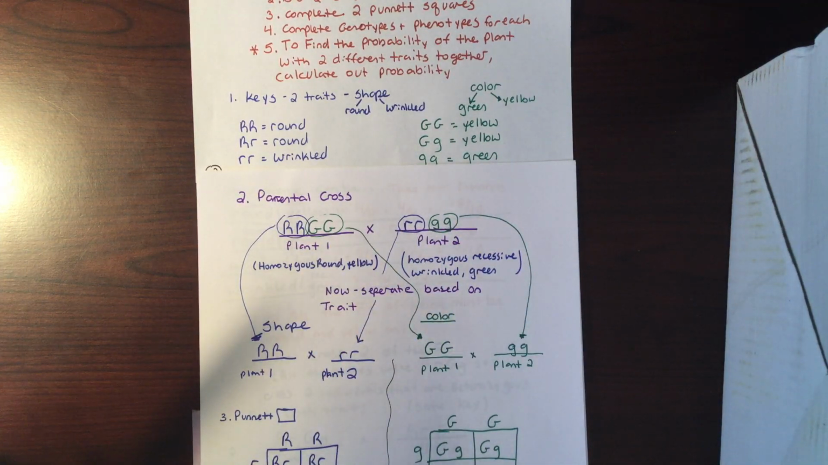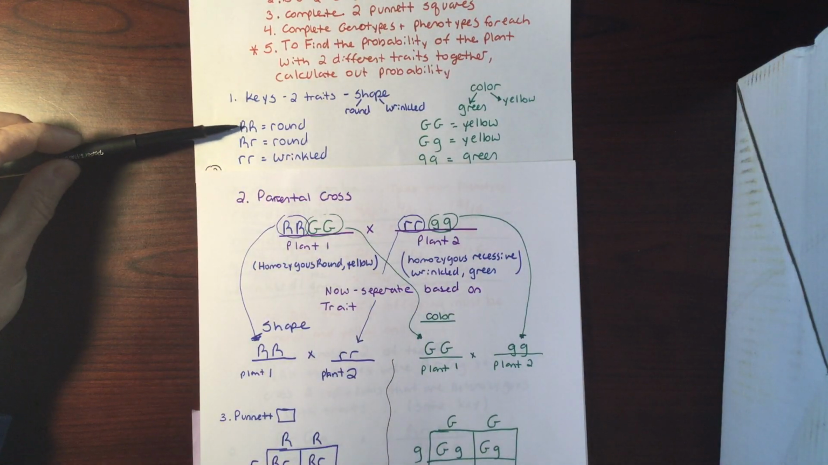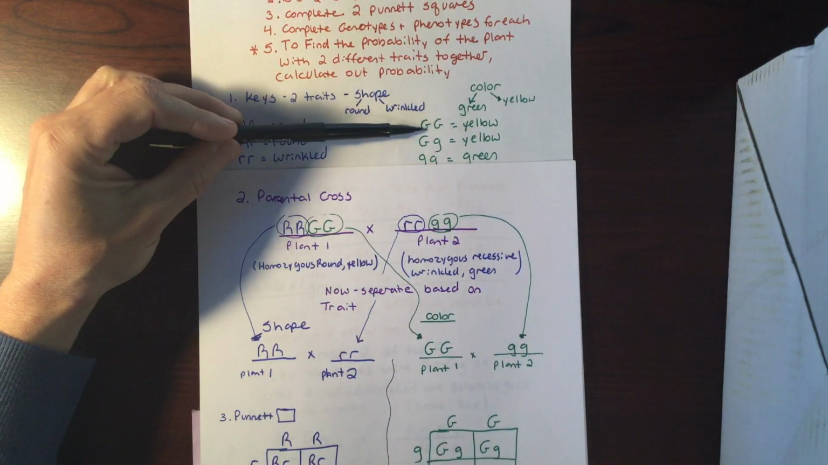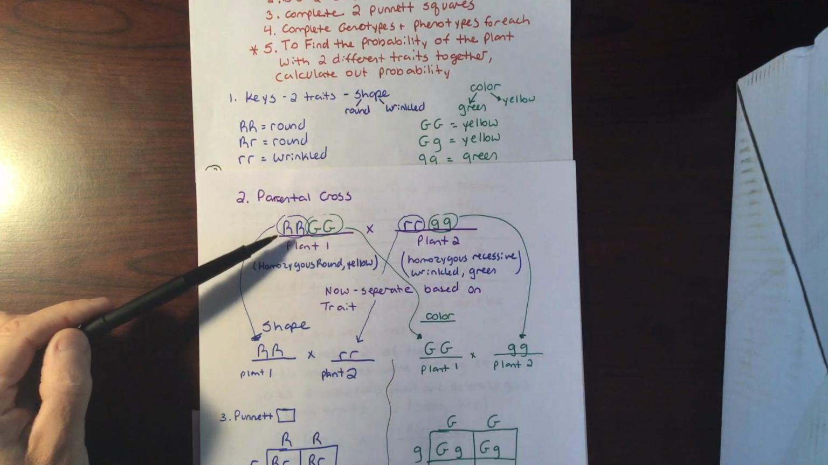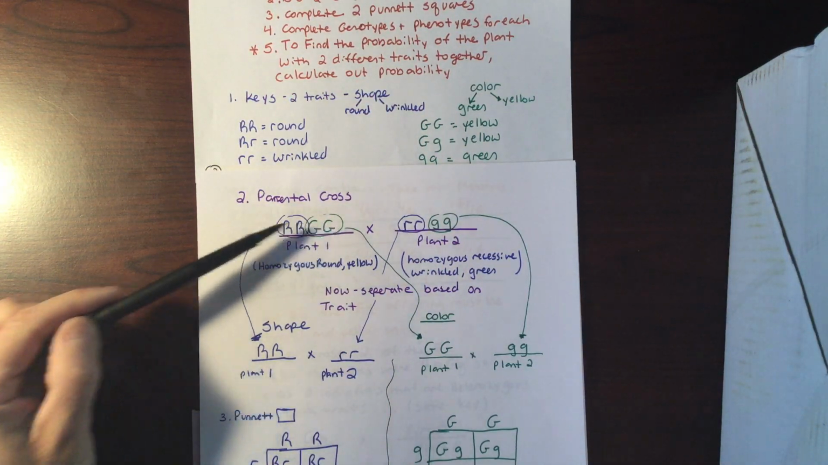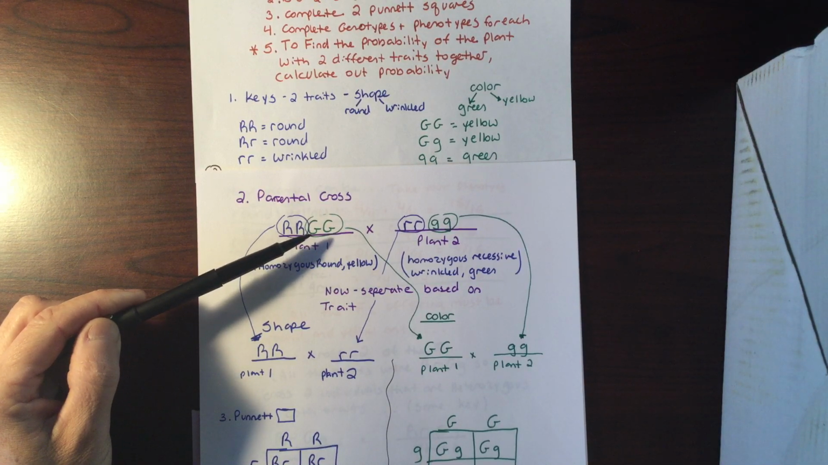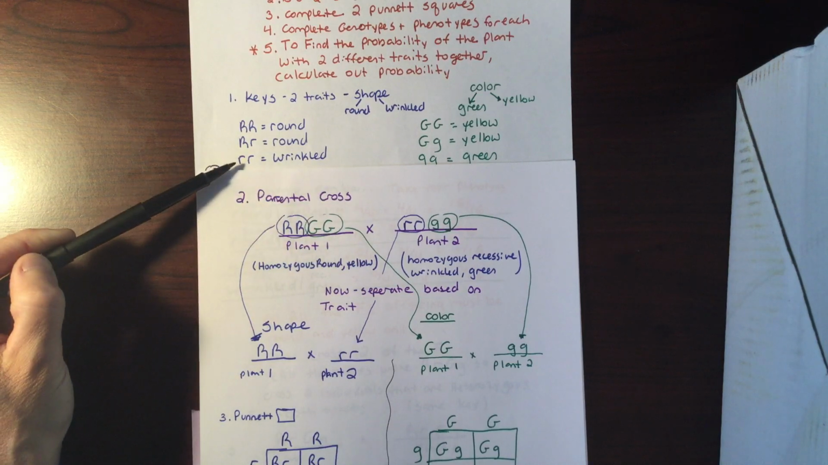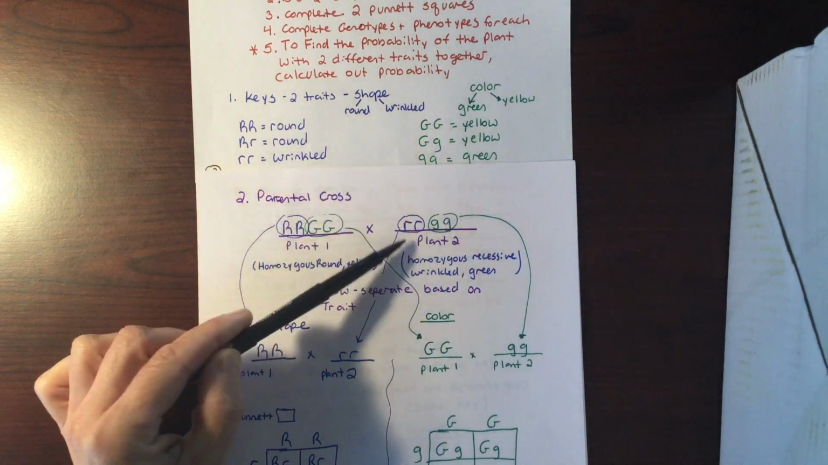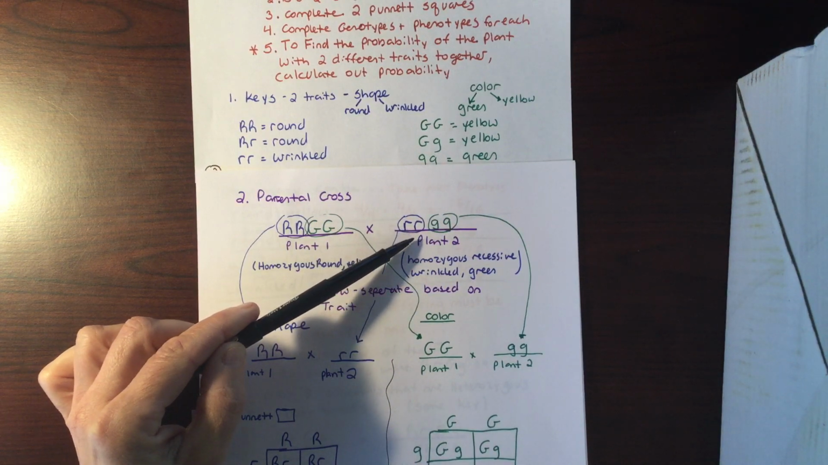So if we go back to that cross that you guys had on the top of the previous page, it says parent number 1 was homozygous round yellow. Homozygous round, big R, homozygous yellow, big G. I'm going to put both of those together. We're looking at both traits together here. So big R, big R, big G, big G. Plant number 2, homozygous recessive wrinkled green peas. Homozygous recessive, little r, little r, green, little g, little g. That was plant number 2.